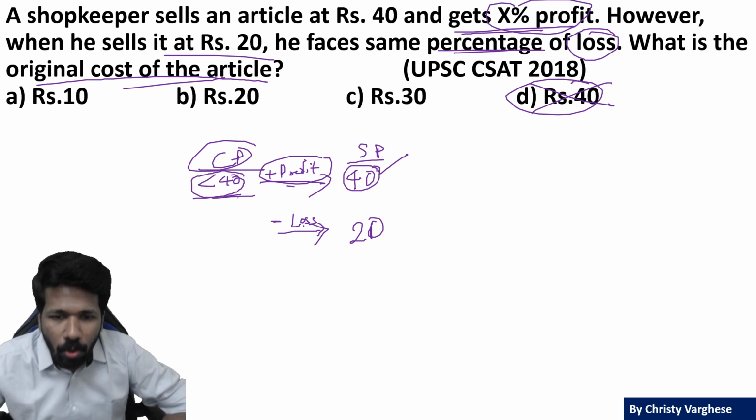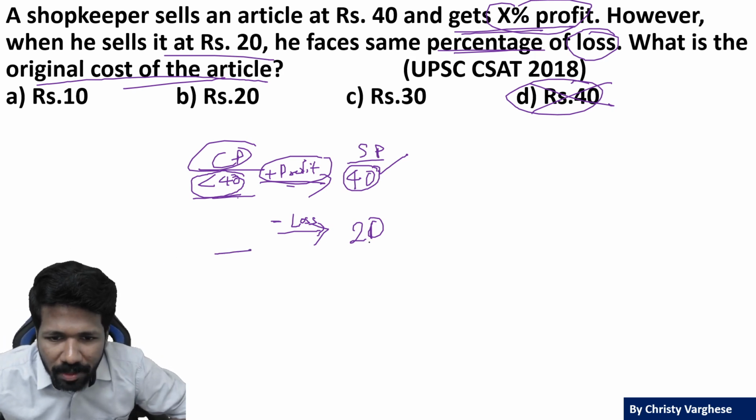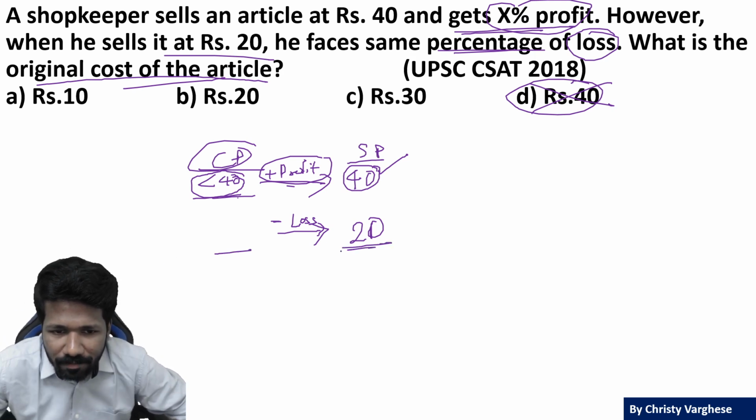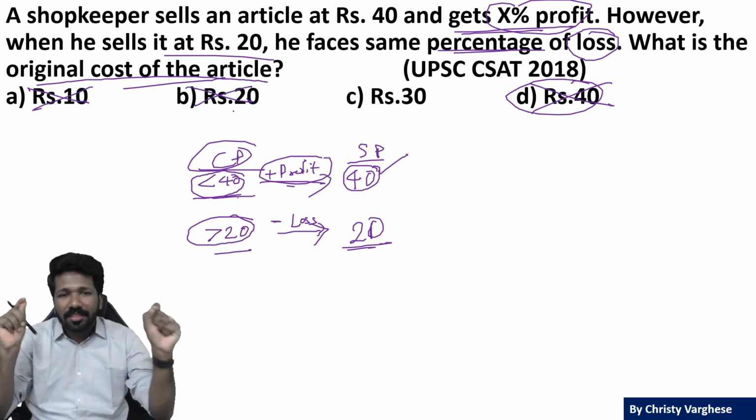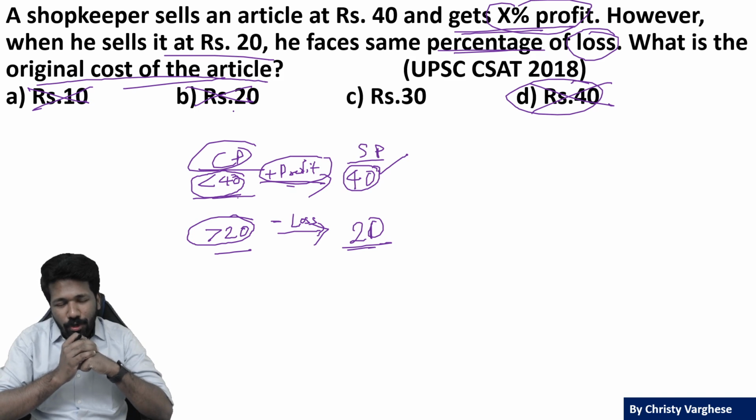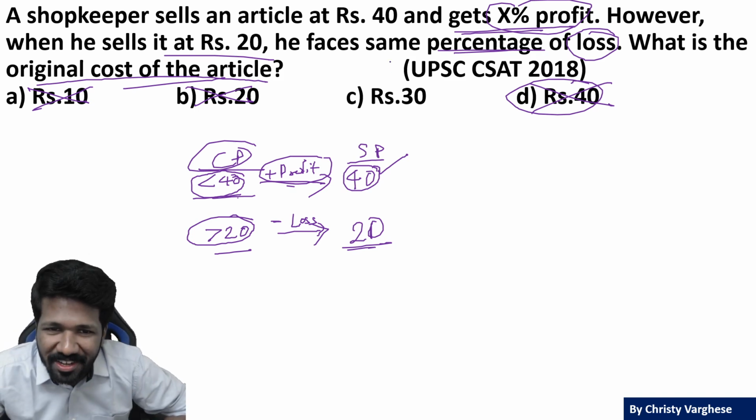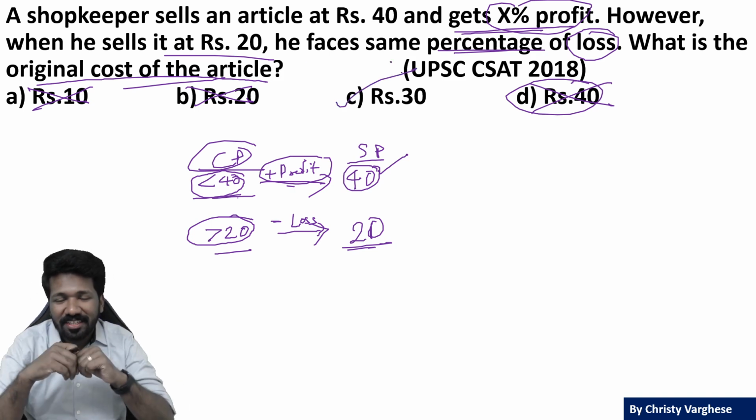So loss means his cost price should be more than this 20. That is what we can say now. Then only that is a loss. That means the cost price cannot be 20 or below. It should be greater than 20. Greater than 20 means 10 and 20 cannot be the answer. That can be rejected. So 3 options are rejected. The only remaining option is the correct answer.